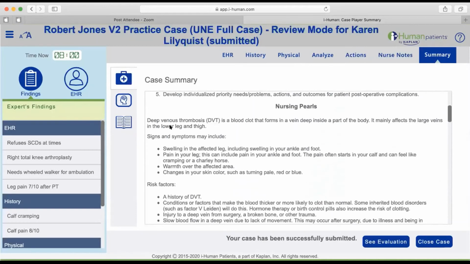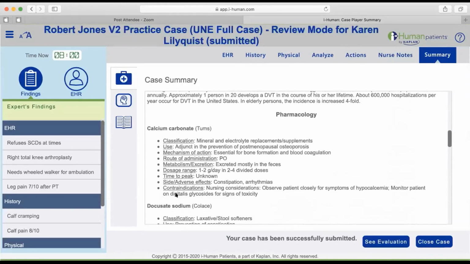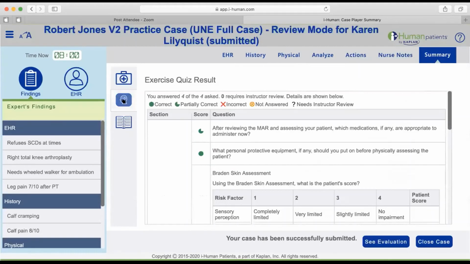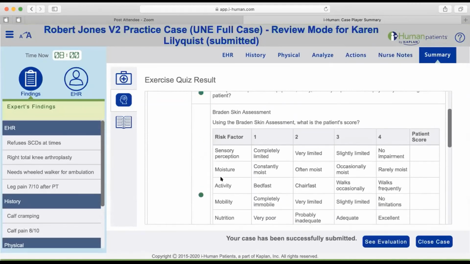The feedback includes nursing pearls, so here's additional information on DVTs, and then also the pharmacology that was included. Any of those multiple choice questions within each section are listed, so the student will get feedback specifically on how they did on those questions.